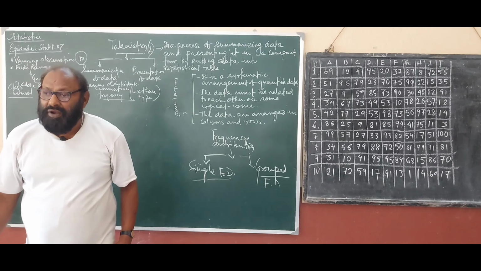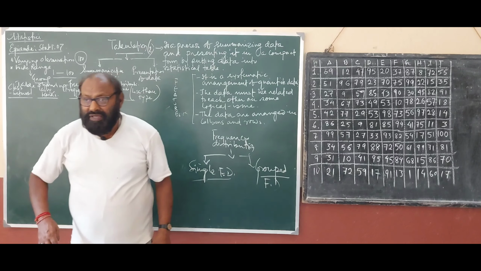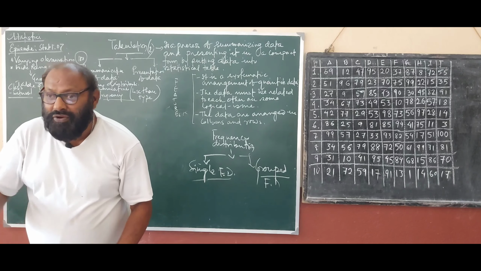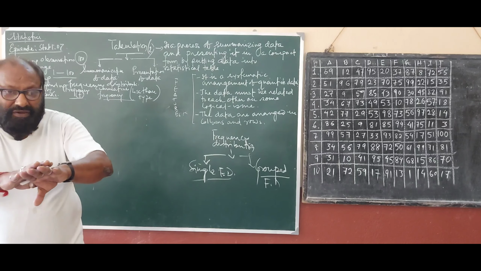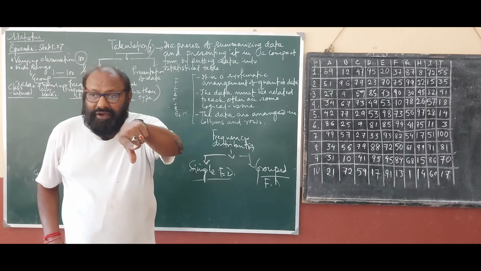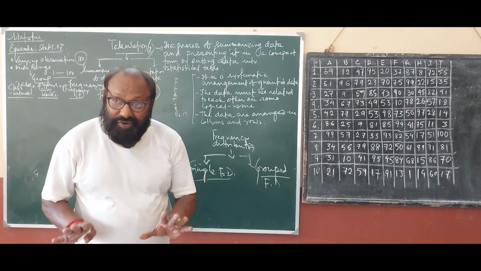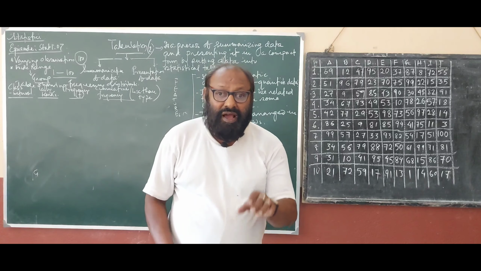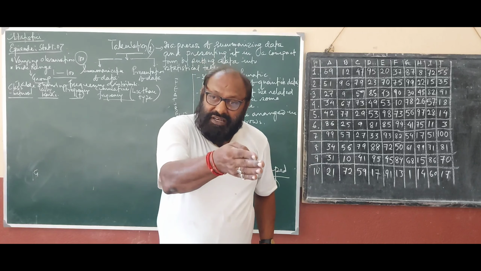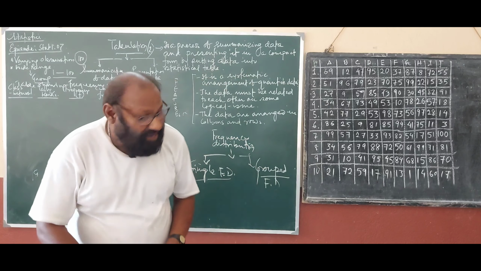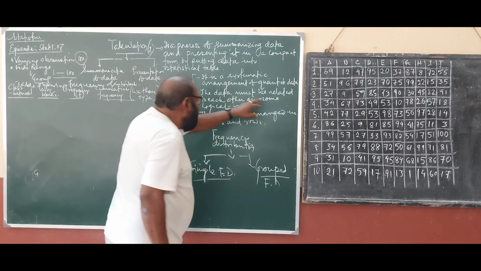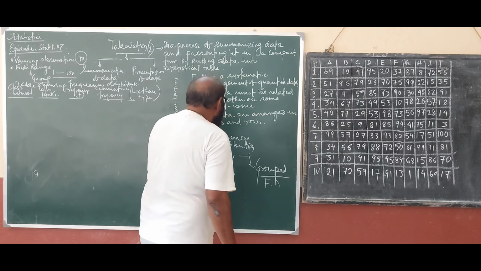What is the boy's age? 15. What is the boy's complexion? Fair. Look, fair, you cannot quantify it. So it is qualitative data, basically known as an attribute. And the age, what is it? 15. It is quantitative data. Clear? Next, the data must be related to each other in some logical issue.